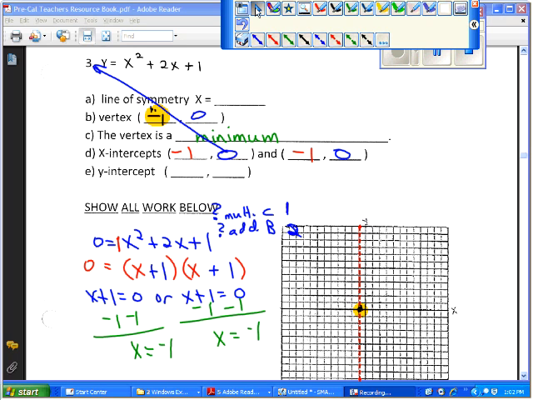Now look at where it's at in this particular problem. In this particular problem, it happens to be in the same place as the vertex. And it's sitting on the axis. Now we would have known that. Why?